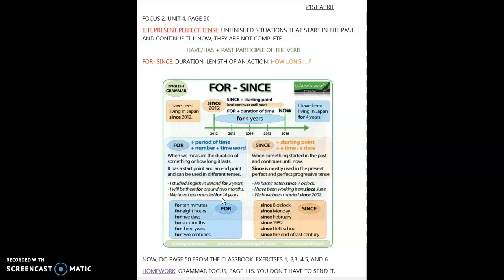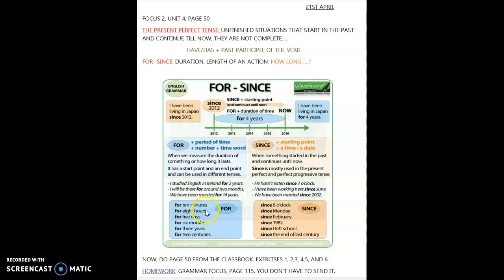Periodo de tiempo. Fíjense, for 10 minutes, for 8 hours, for 5 days, for 6 months, for 3 years, for 2 centuries. I have studied at secondary school since, in your case, 2017. Or I have studied in secondary school for 3 years. Si digo since, menciono el año. ¿Desde qué momento? Si digo for, hablo de la cantidad de tiempo, del periodo de tiempo en el que realicé la acción o la he realizado.